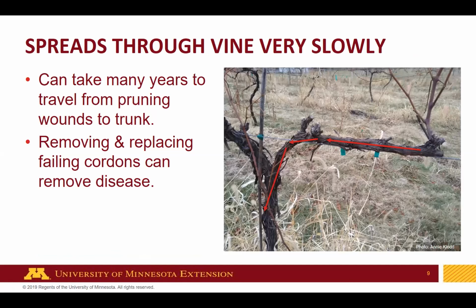These diseases spread through the vines very slowly, and I think that's important to understand when we're trying to figure out how much these diseases are contributing to dieback versus winter injury. Because winter injury, like what we had in Minnesota last year when it got down to -38 in a lot of parts of the state, caused entire vineyards to die back to the ground all at once. That's not something that we see if it's just a trunk disease problem. Trunk diseases can take many years to travel from the pruning wounds where they're introduced down to the trunk. And because of this, removing and replacing failing cordons is a consistent strategy to remove disease from those plants.